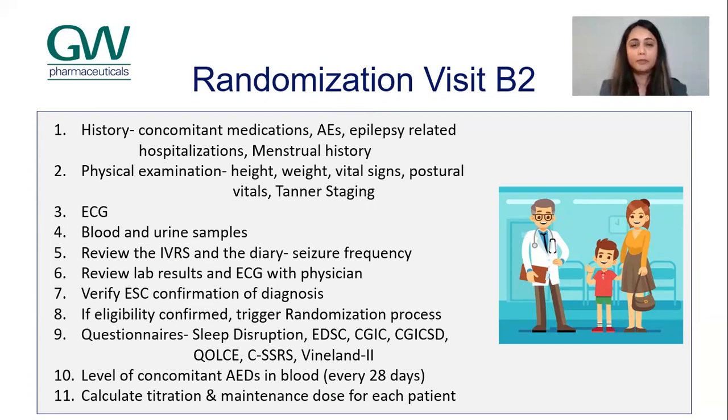Like before, you will take the patient history, perform a physical examination, and an ECG. You will send the patient to give blood and urine samples while you review the IVRS and the patient diary to measure the seizure frequency. Next, you will review the lab results and the ECG with the physician and also verify the ESC confirmation of diagnosis. Once eligibility is confirmed, the patient will be randomized as described earlier.